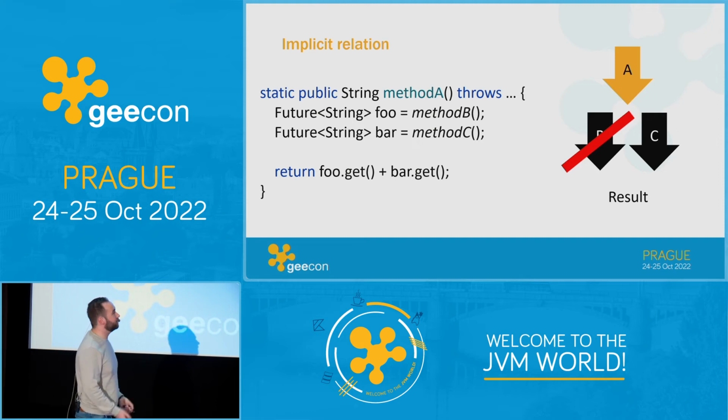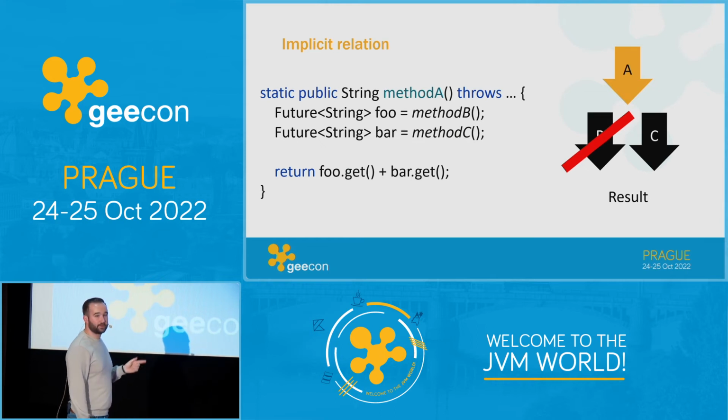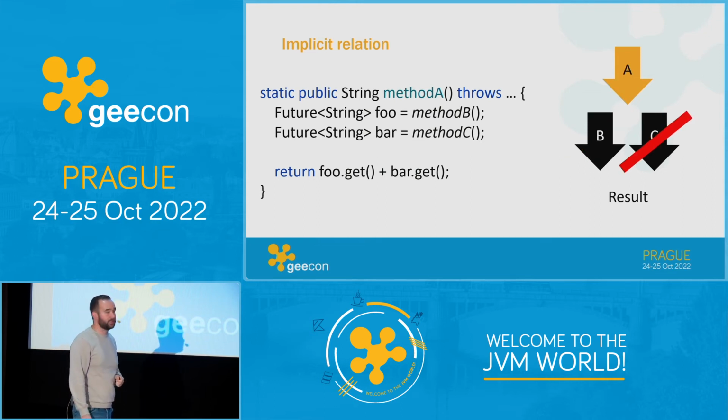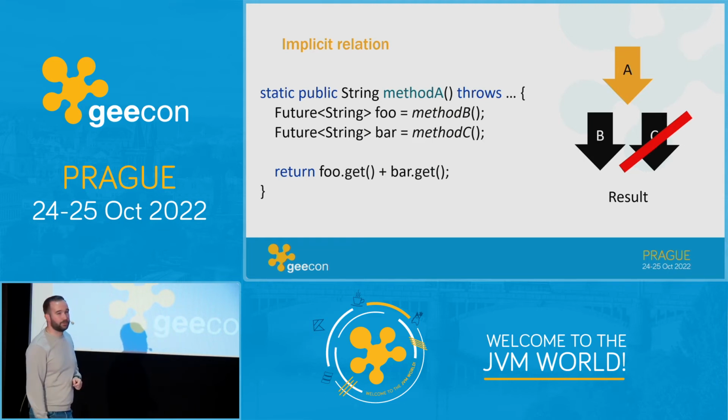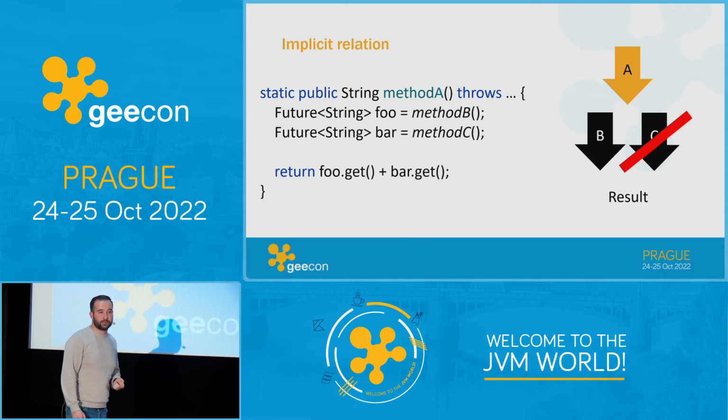And at that point, C will happily continue running. We will find out at the foo.get that method B has thrown an exception. And the same goes for method C. If method C throws an exception, method B will happily keep running. We will even wait for it at the foo.get. And when we get to the bar.get, only then will we find out that C has thrown an exception.